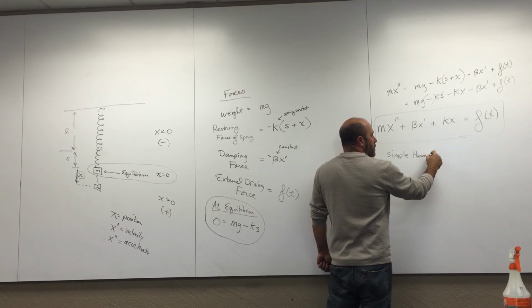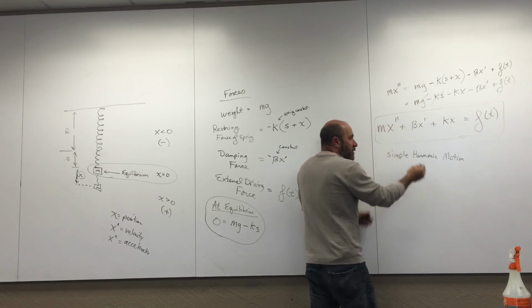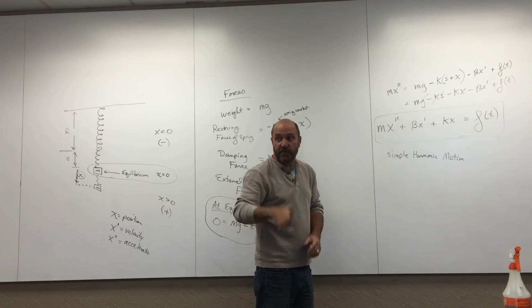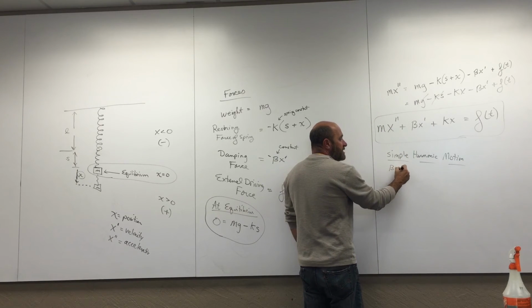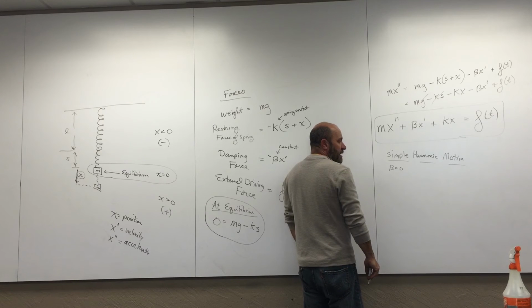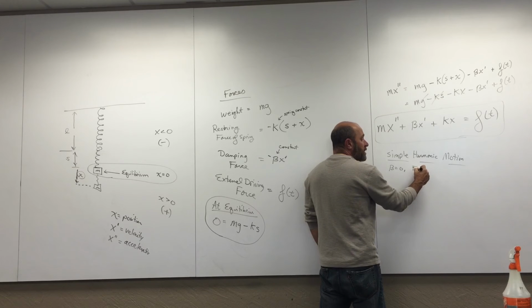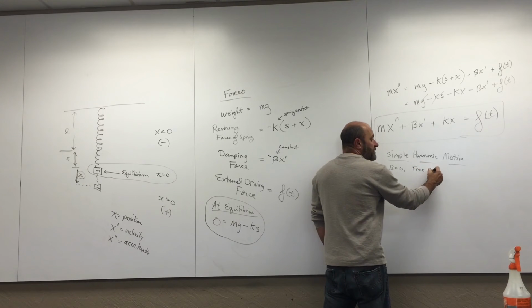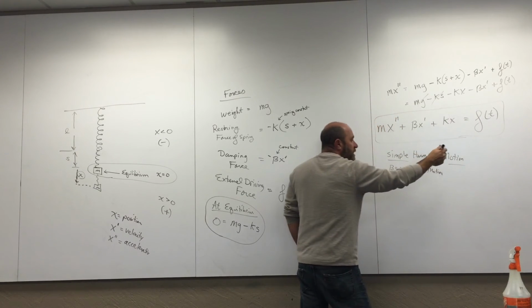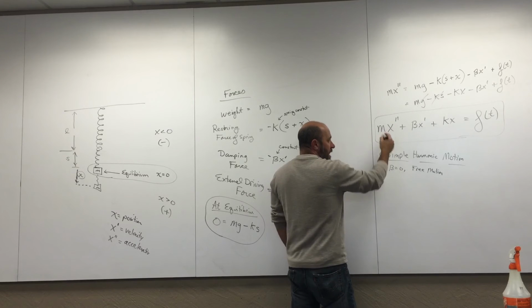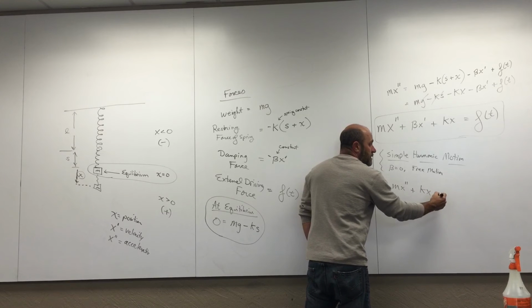Simple harmonic motion means, let's ignore damping. So we develop this formula, but then we ease into it. We start with simple harmonic motion, and in that case, beta is 0. There's no damping. We also want to call it free motion. Free motion means there's no f of t, so there's no external forcing function. So we start with a very simple mx double prime plus kx equals 0.